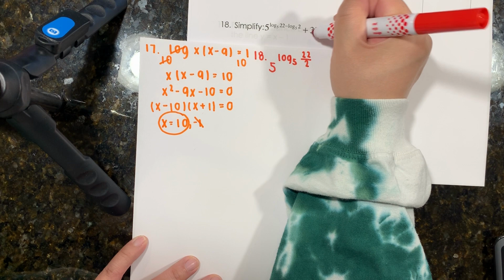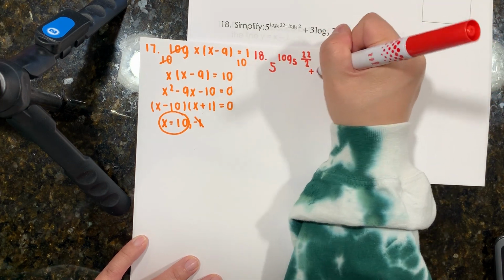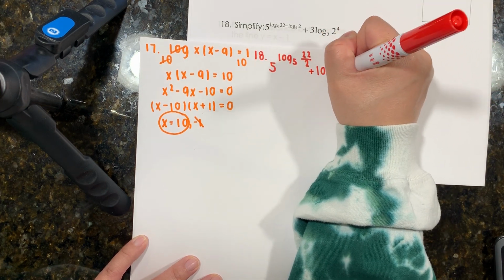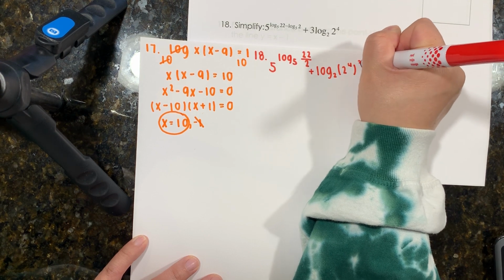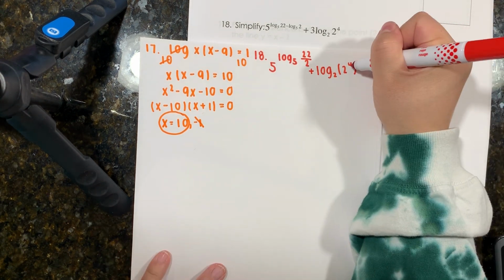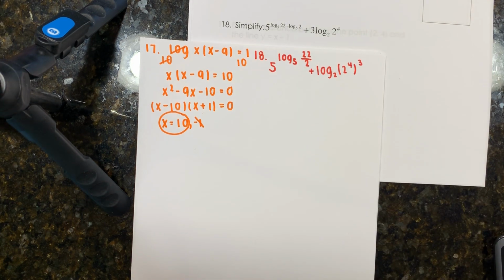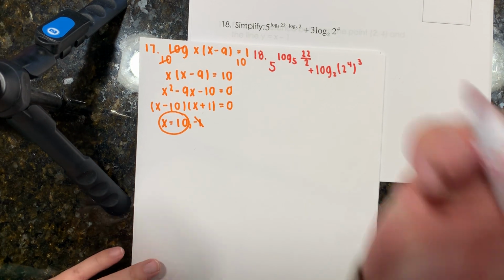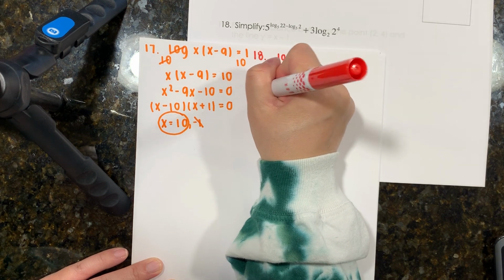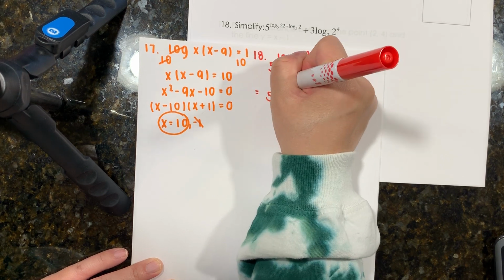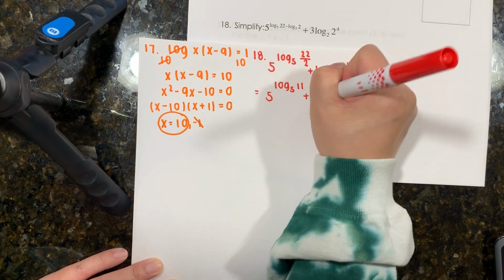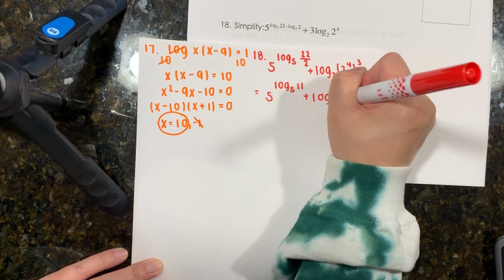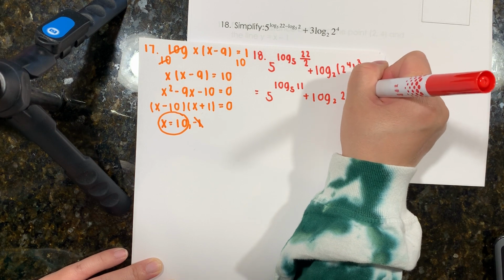Then I see there's a number outside my log, which is going to go to the exponent. So this would be log 2 to the 4th to the power of 3. Anytime we have a parentheses raised to a power, you do multiply those 2 numbers together. So this would turn into 5 in the exponent. I have log 5 of 11 plus log 2 of 2 to the 12th.